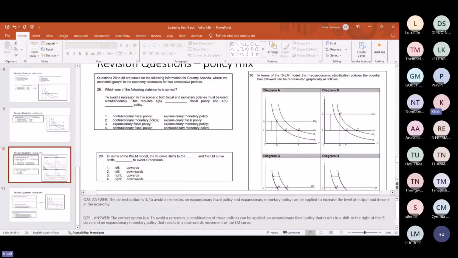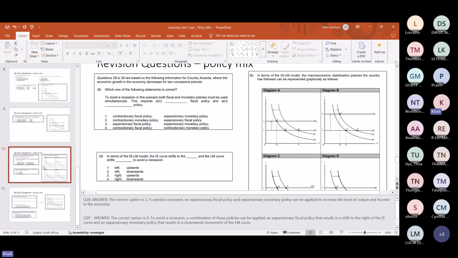So let's do question 28. Questions 28 to 30, I got this from the study guide, so you can go and do this again. But I was just hoping to bring out the thought process on how you think about these things. Questions 28 to 30 are based on the following information. We now have a new country where the economic growth decreases for 2 consecutive periods. What do we call this in economics? What is the right economic term that we use there? A recession. It's a recession. So this country is in a recession.